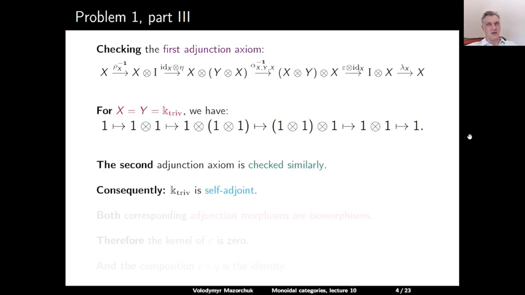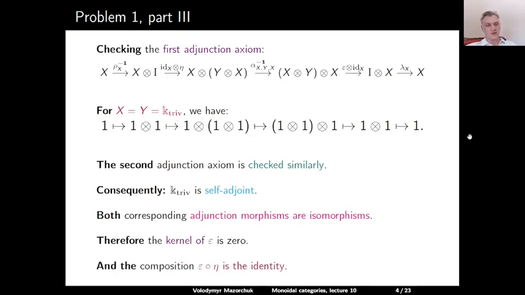In particular, it follows that the trivial module, the identity object of our category, is self-adjoint. And also from the explicit form of the adjunctions, we see that both adjunction morphisms are isomorphisms. In particular, the kernel of epsilon is 0 because epsilon is an isomorphism, and the composition of epsilon after eta is the identity map because it starts with 1, goes to 1 tensor 1, and then collapses back to 1. Okay, so this completes the case of characteristic different from 2.